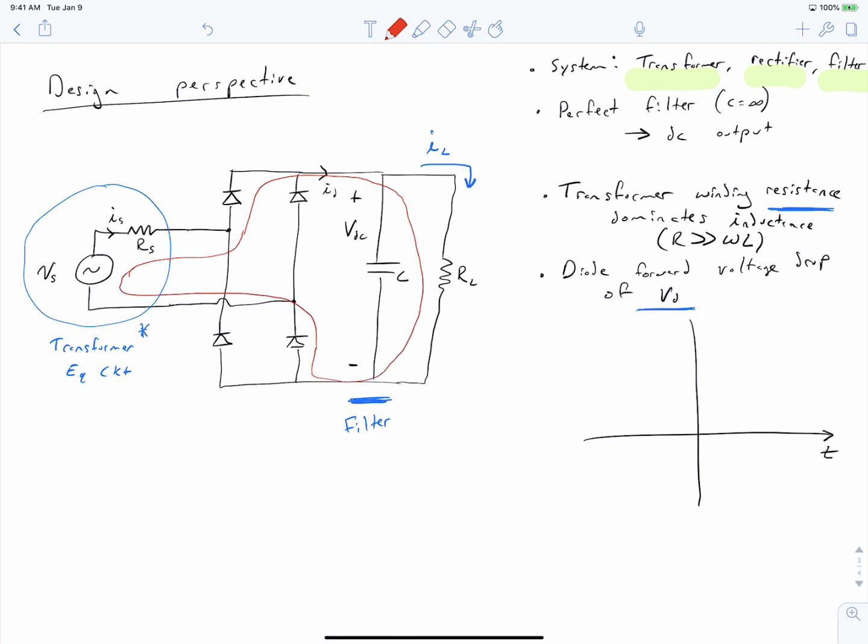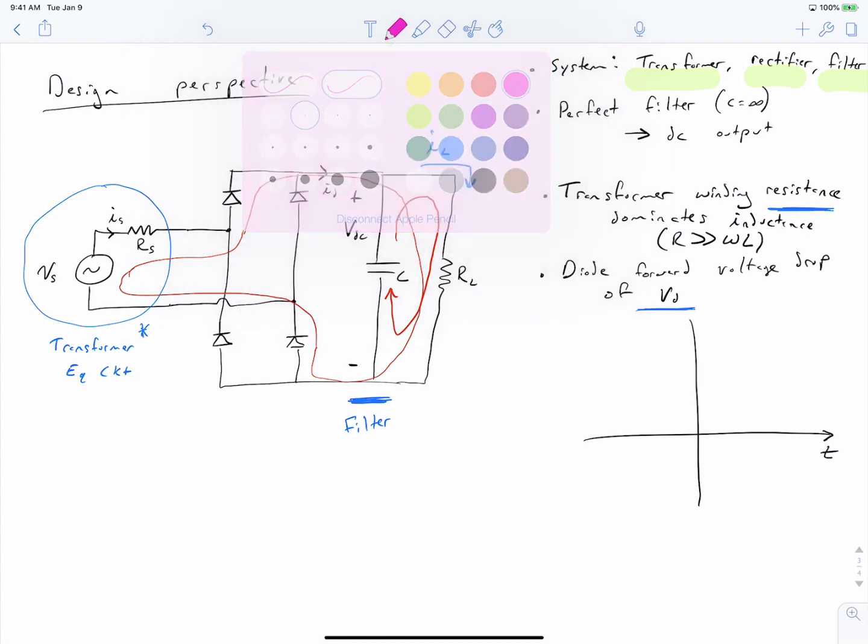When Vs is between the output voltage and negative of the output voltage, the diodes do not conduct, and instead we have a conduction path that looks like this. When Vs is less than negative of the output voltage, we can sketch a conduction path that looks like this.